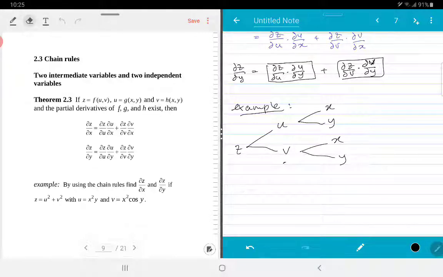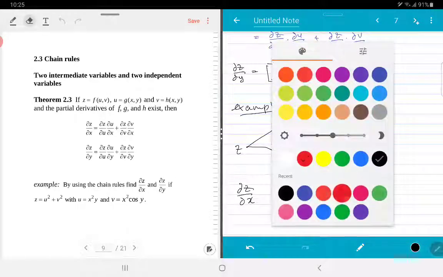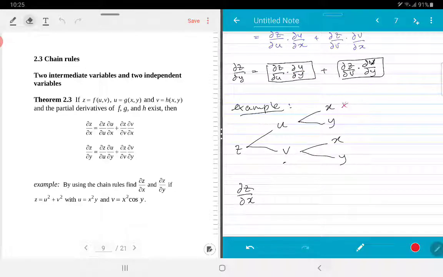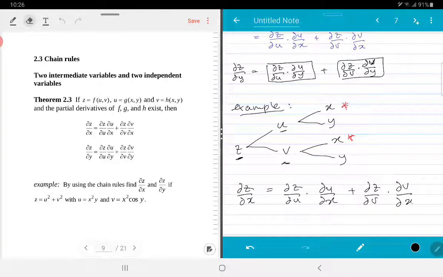Okay, to get partial z, partial x, as you can see, we have two x's here, 1, 2. To get to the first branch, we have to go through u first. So this is partial z, partial u, and then from u to x, partial u, partial x. And the second term is partial z, partial v, times partial v, partial x.